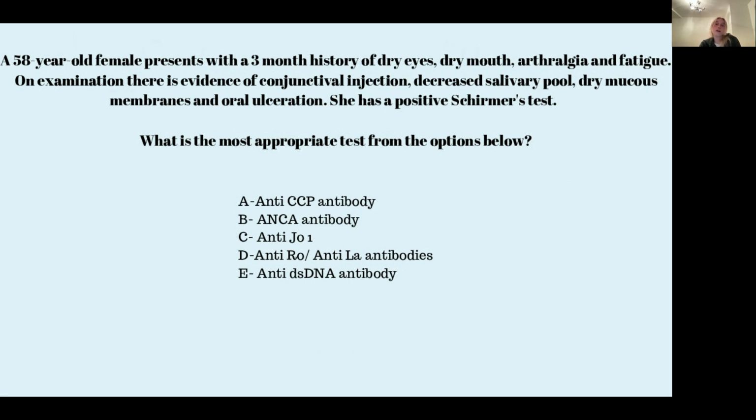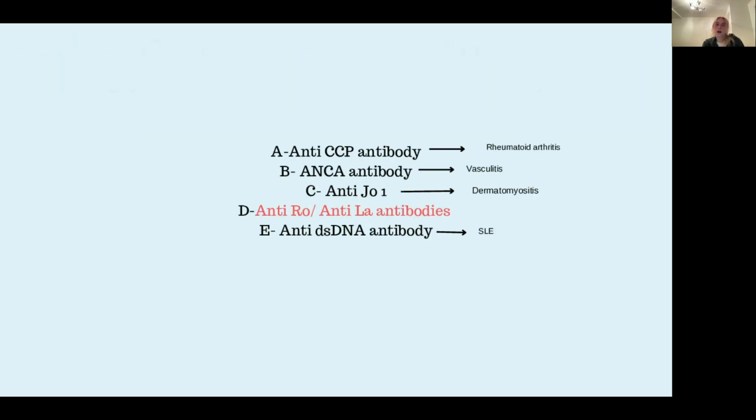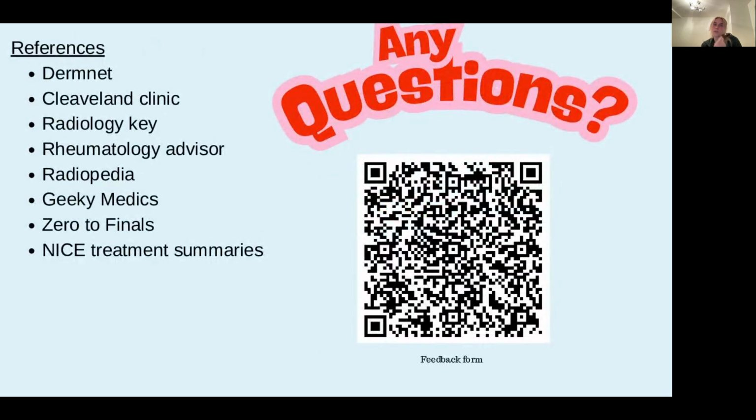So she has got dry eyes, dry mouth, so that is most likely going to be Sjögren's. And then your fifth option is anti-double-stranded DNA antibodies, which is associated with SLE. This doesn't really fit with SLE. You have got arthralgia and fatigue, but you're less likely to have the oral ulcerations, the dry eyes and the dry mouth. So it's most likely going to be Sjögren's. So we need to do anti-Ro and anti-La. So I just wrote those down there. So they're just my references.